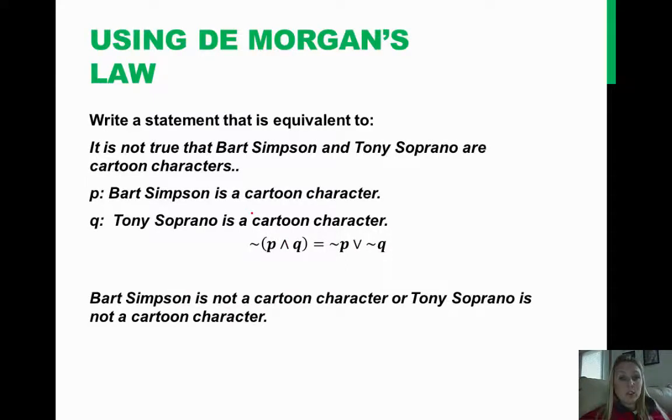We're going to do the same thing in this case. Write a statement that is equivalent to, it is not true that Bart Simpson and Tony Soprano are cartoon characters. So first, Bart Simpson is a cartoon character is P. Tony Soprano is a cartoon character is Q. So we're going to say not P and Q. And notice that we're starting with an and, so we're going to flip it to an or sign, and we're negating both. So Bart Simpson is not a cartoon character, or Tony Soprano is not a cartoon character.